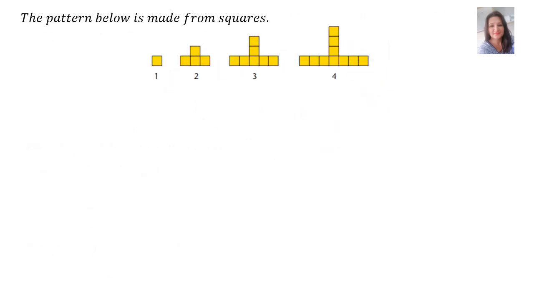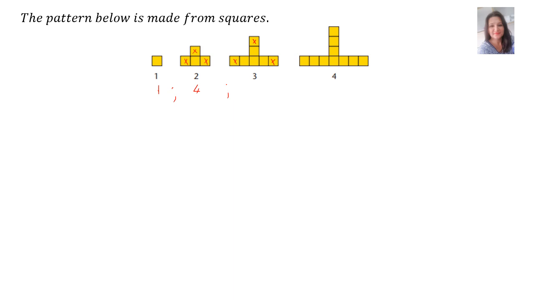The pattern below is made from squares. So the first pattern is 1 square. So it's 1. Then, can you see what happened? Left and right, a square was added and on top. So the next pattern consists of 4 squares. Then 1 on each side were added and 1 on top.